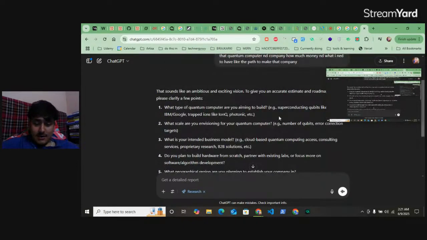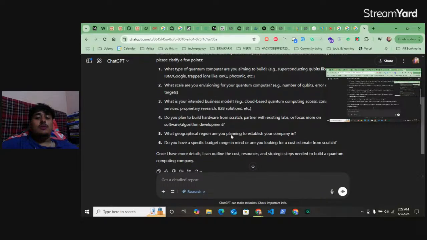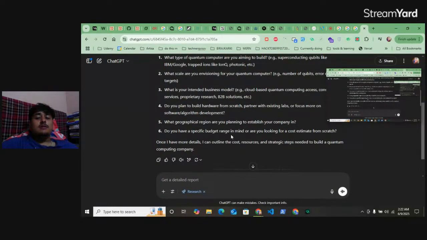It is asking me a question: sound ambition, exciting vision. To give you an accurate estimate and roadmap, can you clarify what type of quantum computer you are aiming to build? Superconducting qubit like IBM, trapped ions. I don't know, which one.